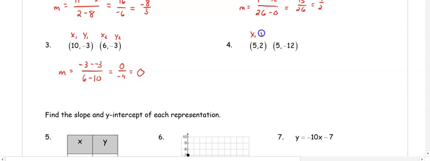In number 4, we have x1, y1, x2, y2. So our slope is -12 minus 2 over 5 minus 5. We get -14 over 0. We can't have 0 in the bottom when we divide, so this is undefined as our slope.